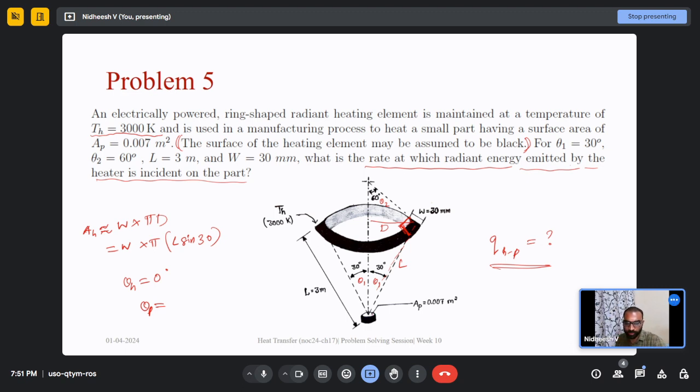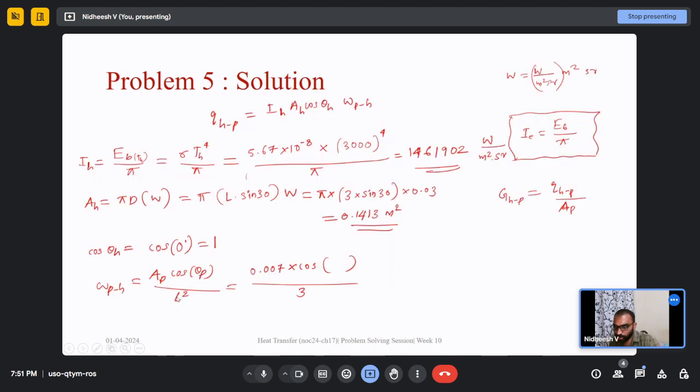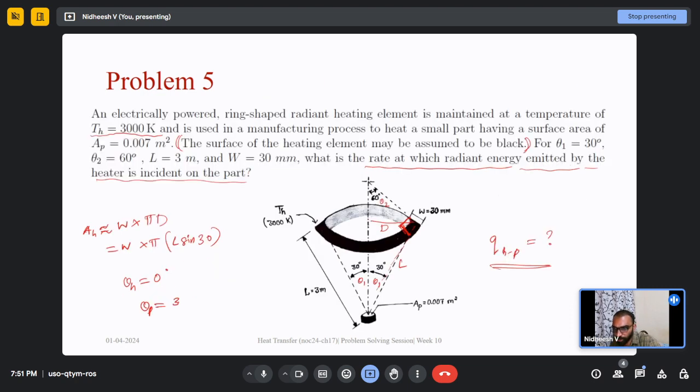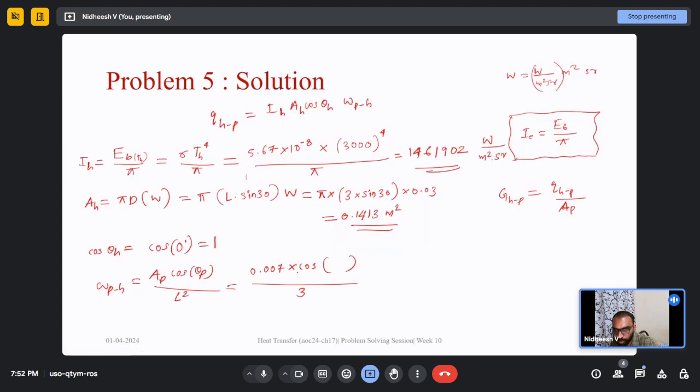Theta P means the angle between, 30 degrees, yes, theta P is 30 degrees. That is the angle between the normal to the P surface, that is this, and the line connecting the emitter and receiver. It is the angle between these two, that is given to us as 30 degrees. So this is cos 30.